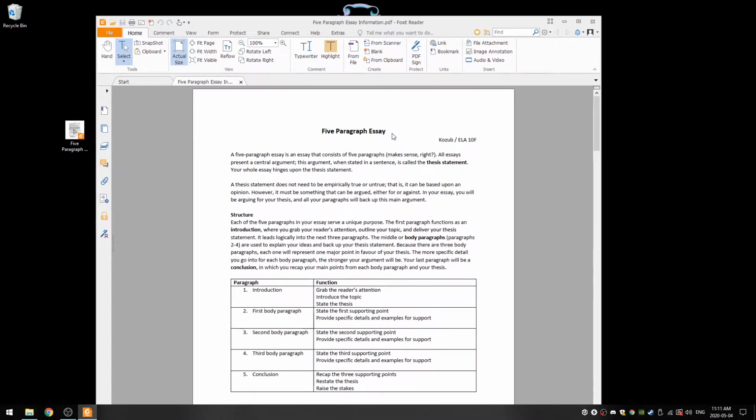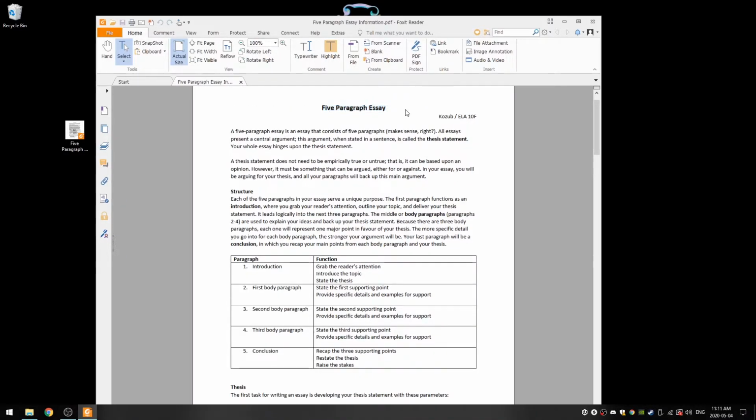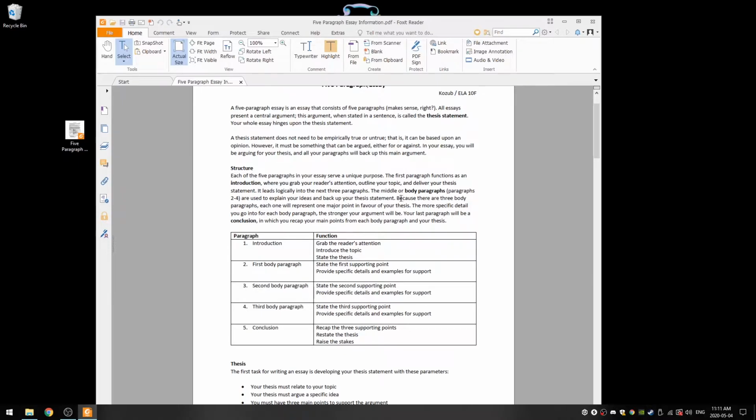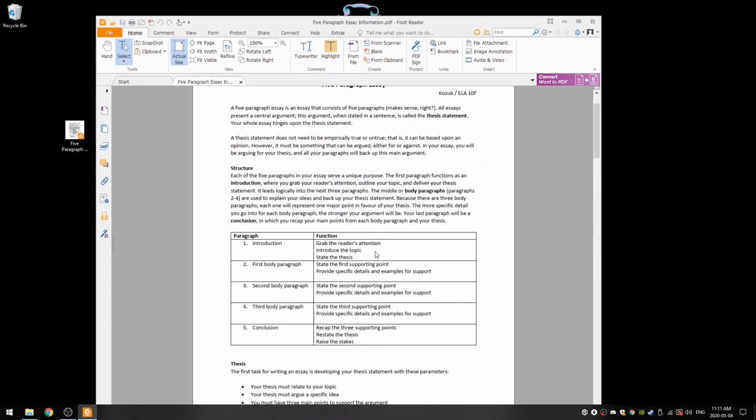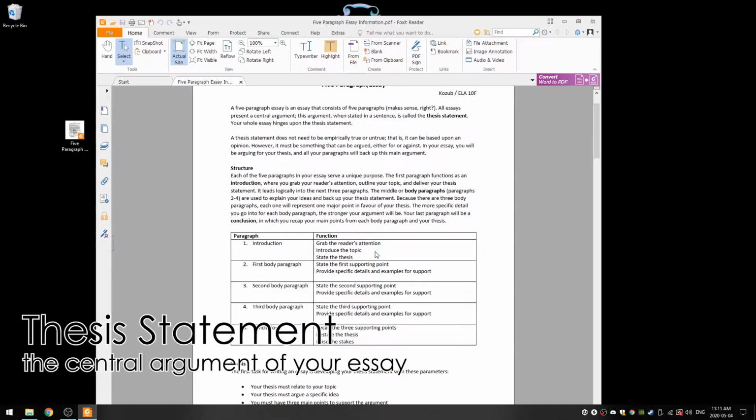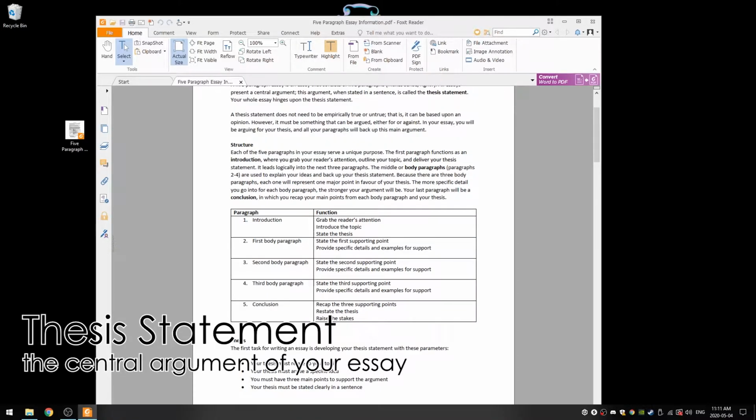Now, in this document, I explain what a 5-paragraph essay is. It's an essay which is written in 5 paragraphs, which probably makes sense. And the point of the 5-paragraph essay is that it's an easy way to structure your essay, and it's organized, and every paragraph plays a role, and it outlines your central idea, because your essay has to have a central idea or argument. And that argument is called your thesis statement. Now, your thesis statement is going to be in your introduction.